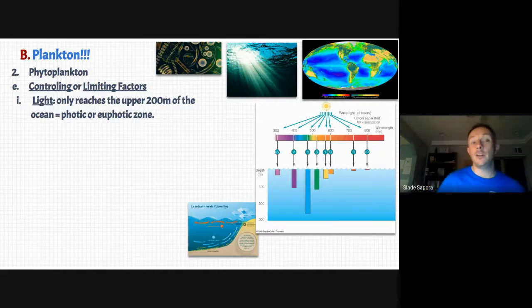Light only reaches the upper 200 meters of the ocean in the photic zone. Below that 200-meter depth, 99% of all light is gone. It's what we call the aphotic zone, and so light doesn't penetrate.